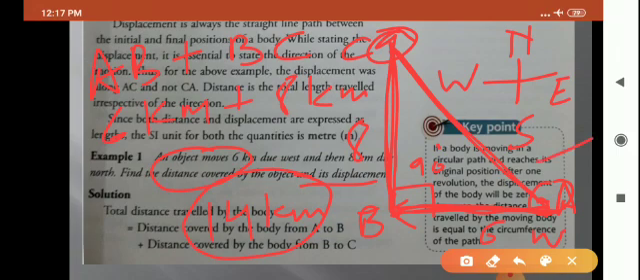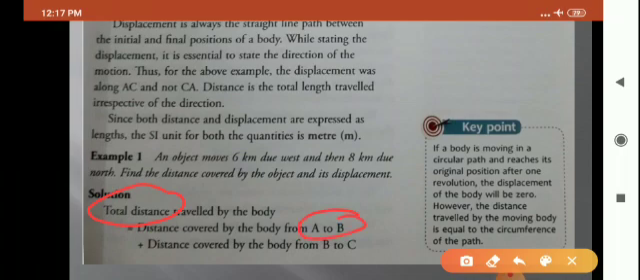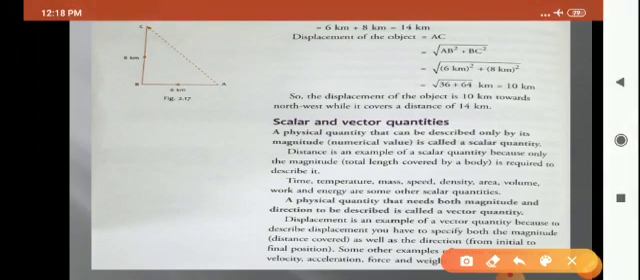How much actual length can an object cover? That is your 14 kilometer. I hope children I am clear to you. Same thing is given here. The total distance traveled by the body, that is the distance covered from A to B, plus distance covered by the body from B to C. So this is your distance covered by the object. Okay, that is your 14 kilometer.